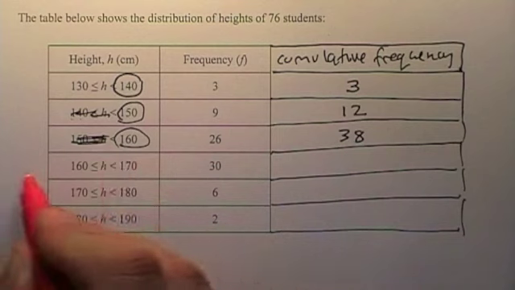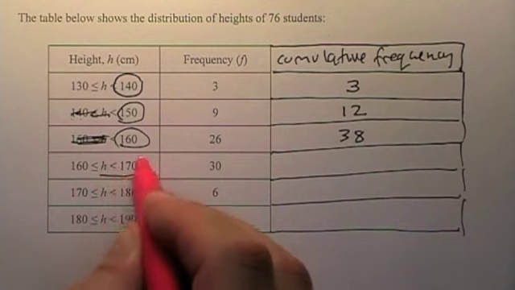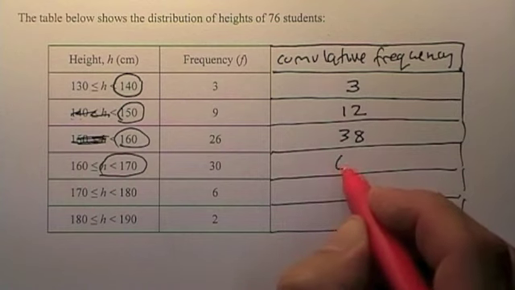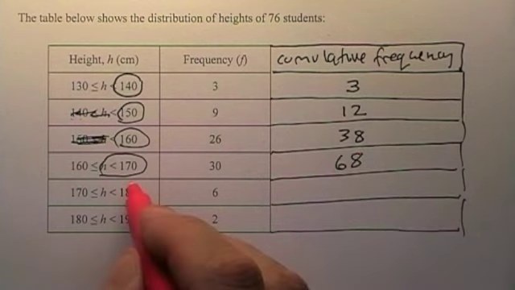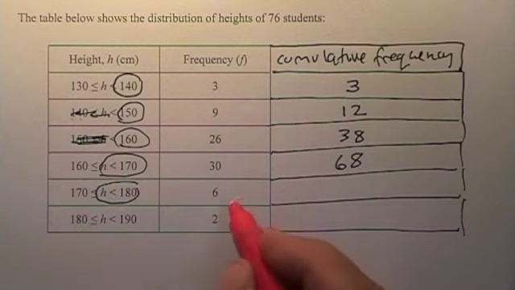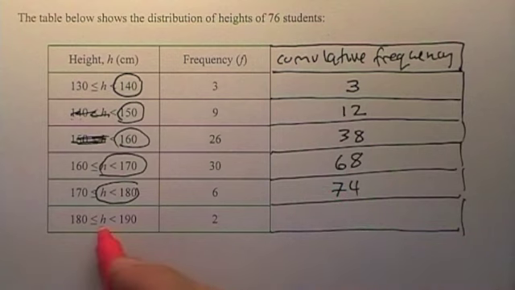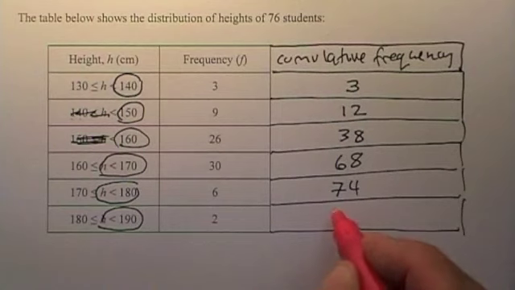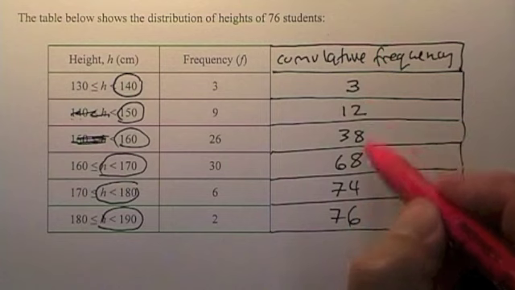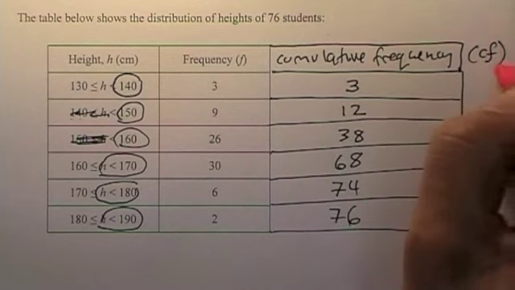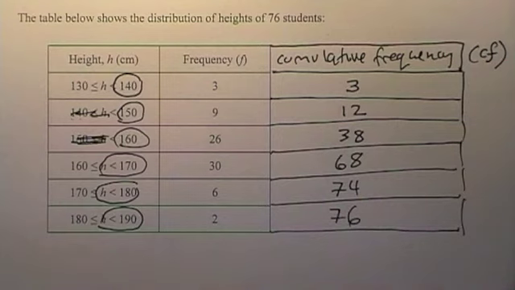Carry on to the next row, that takes us up to H being less than 170. There's another 30, so that makes 38 and 30 is 68. And then the next row we've got up to 180, another 6. So that takes us to 74, and then our last row, which takes us all the way to 190, another 2 of them, that makes our 76 students. So this column is the cumulative frequency. Often I'll just call that CF for cumulative frequency.